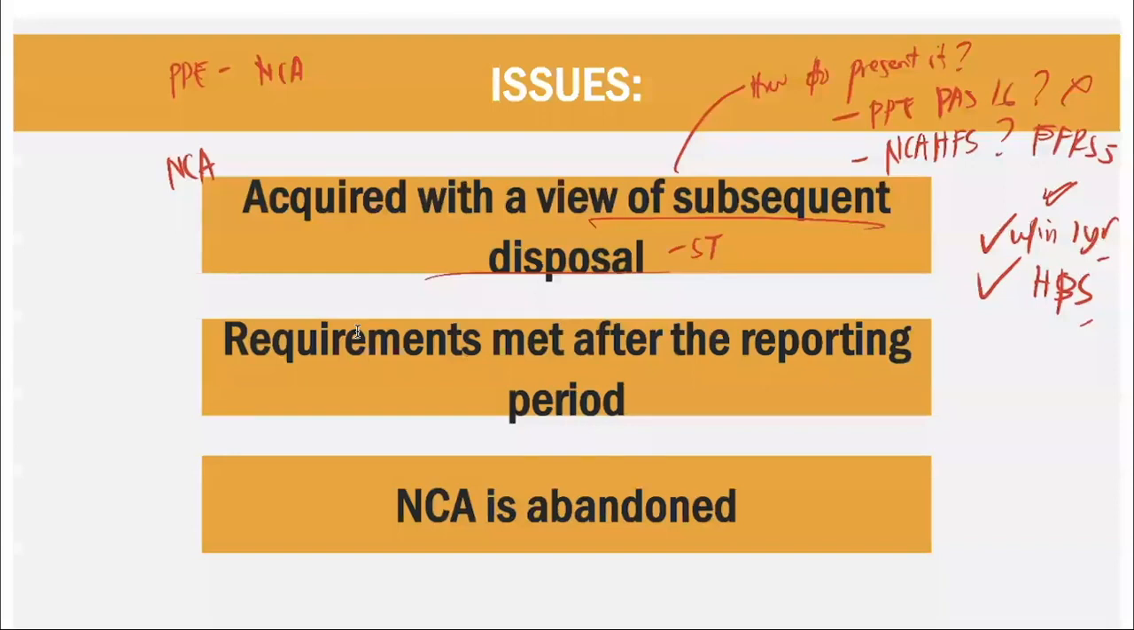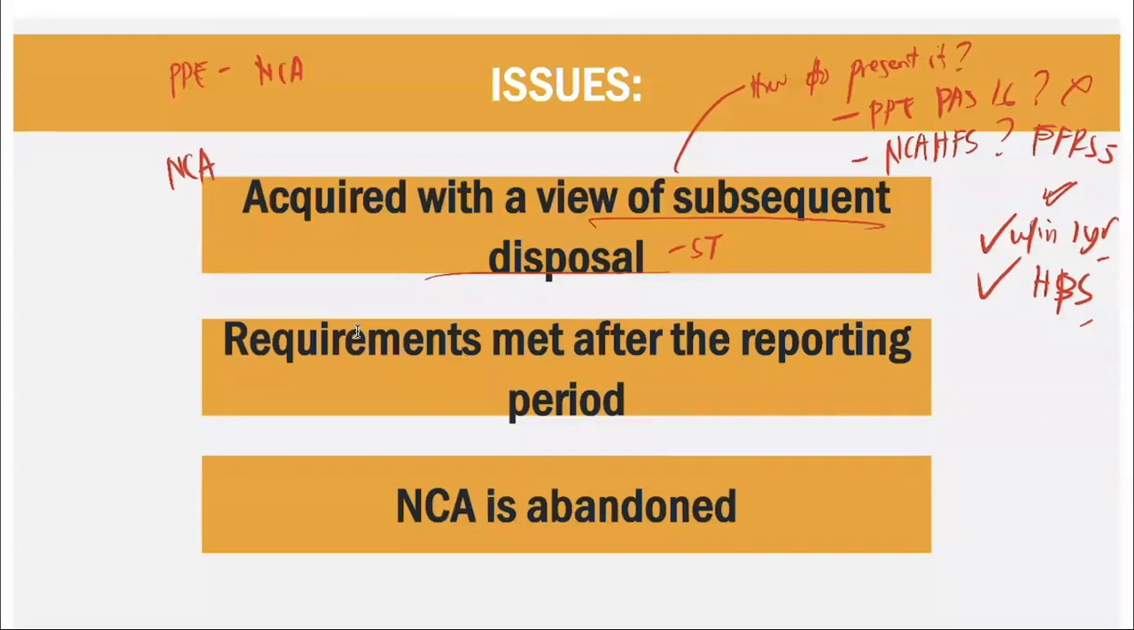For example, ABC company purchased a property amounting to 500,000. ABC intends to sell the asset in the near future. However, ABC does not have an active market or does not look for an active buyer. Question: how should ABC present the equipment or that property? We go back. ABC purchased a property with a view to sell it in the near future. However, ABC does not actively market the asset or look for an active buyer. Now, our question is, how should we account for that property? Is it PAS 16 or PFRS 5?